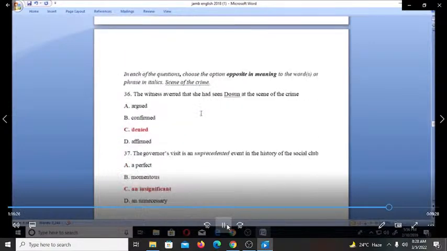Now let's get to opposite in meaning, which is actually where I was quickly moving to, because our target is nearest in meaning and opposite in meaning for this JAMB past question 2018. So let's look at question 36, opposite in meaning to the words on the line. In each of the questions, choose the opposite option, opposite in meaning to the words or phrase in italics. So it's actually the ones in italics.